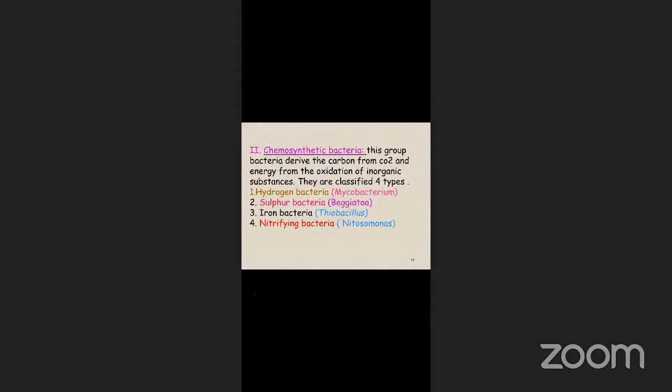And the fourth one is nitrifying bacteria. Nitrifying bacteria oxidize ammonia into nitrites and nitrates. An example is Nitrosomonas, which converts ammonia into nitrites, which Nitrobacter oxidizes into nitrates. These are the nitrifying bacteria.